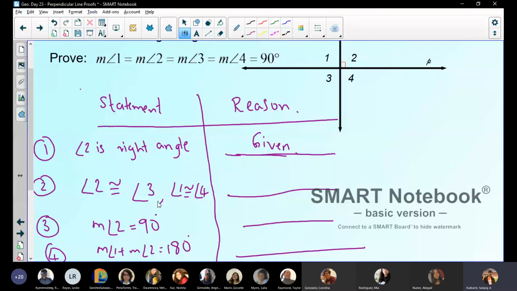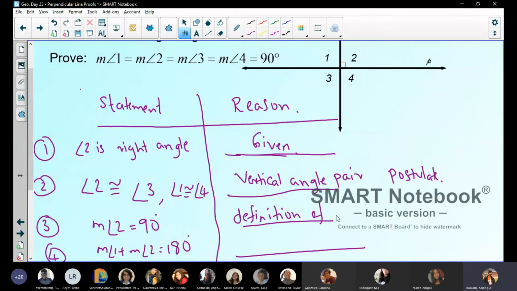Angle 2 is congruent to angle 3. Definition of vertical angles, better to say vertical angle pair postulate. We studied vertical angle pair postulate, which makes them congruent. Then definition of right angle for the third one was right. So let me check for the others. I want all of you to participate, not just a couple of them.